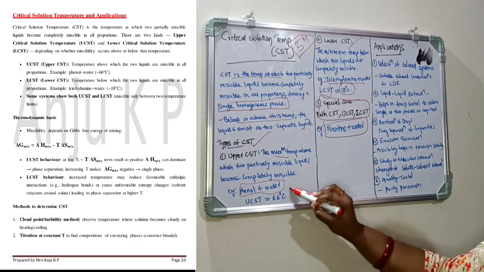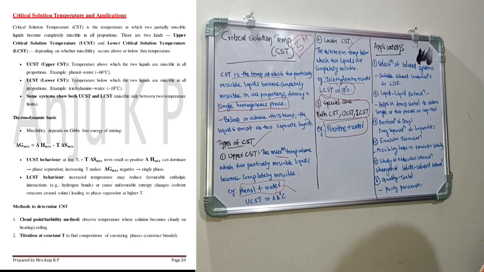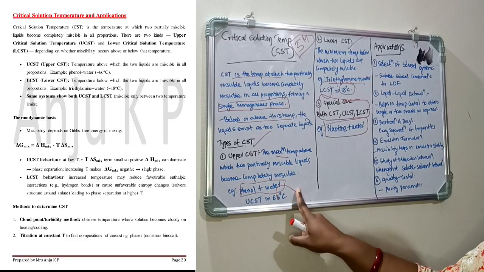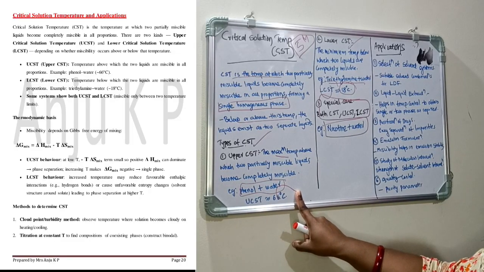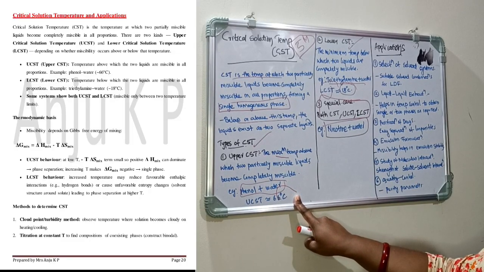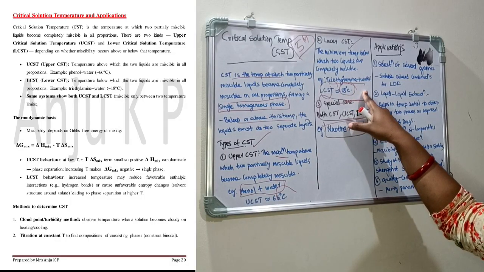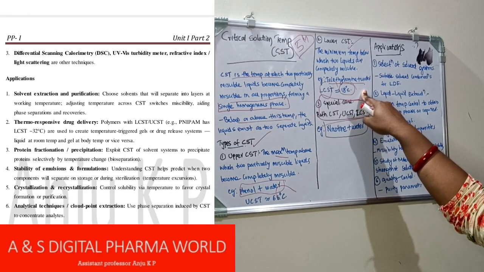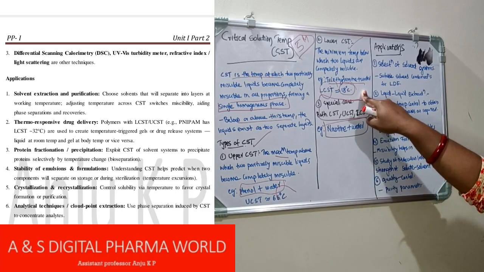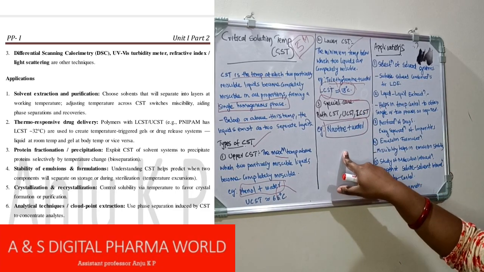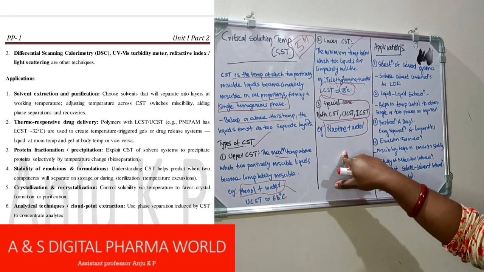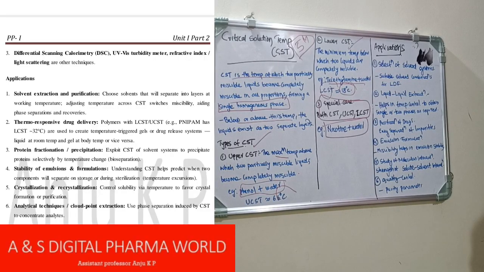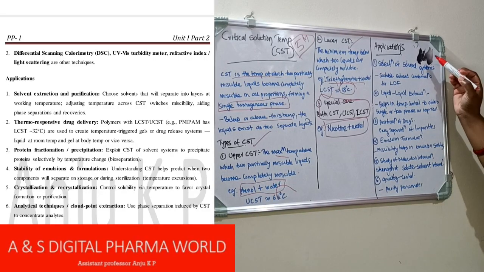Here the temperature is important, plus the example. For upper CST, remember the phenol water system, and the upper CST is 66 degrees Celsius. For the lower CST, remember the triethanolamine and water system, which shows 18 degrees Celsius LCST. Then for the special case, remember nicotine and water. Next comes the applications of CST.